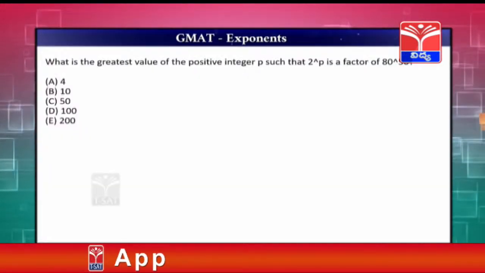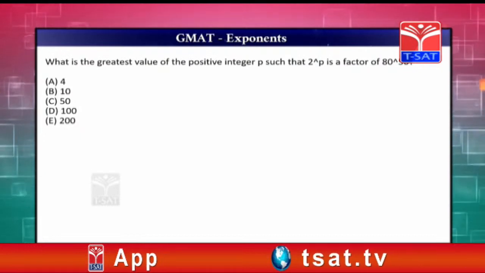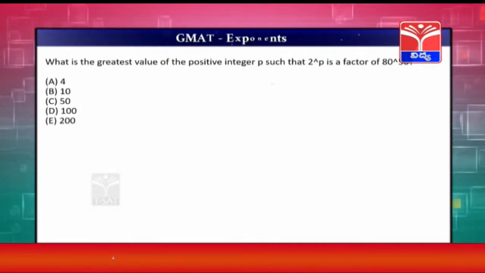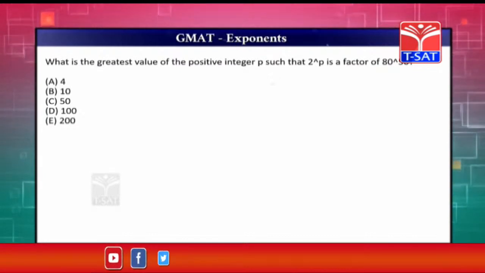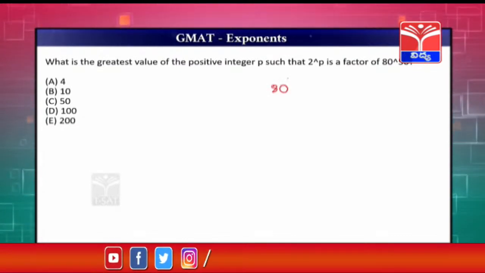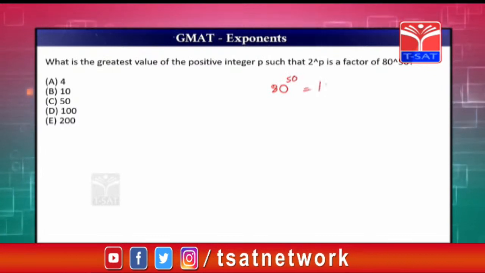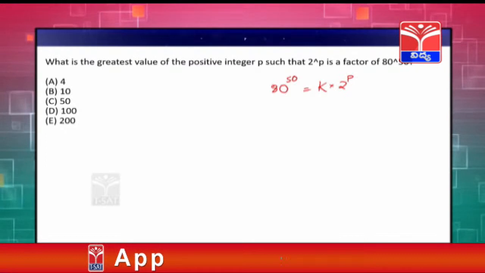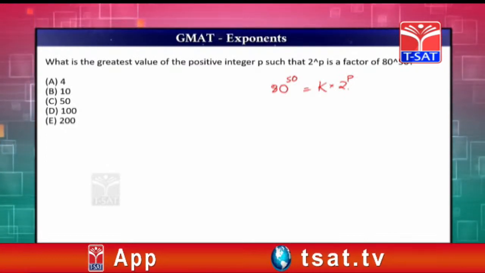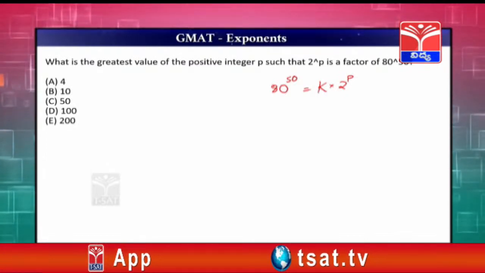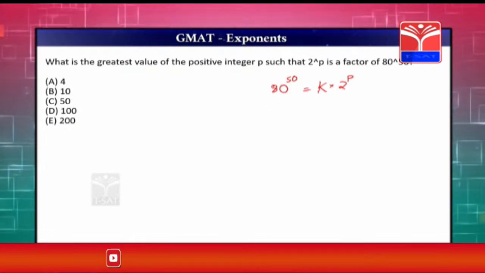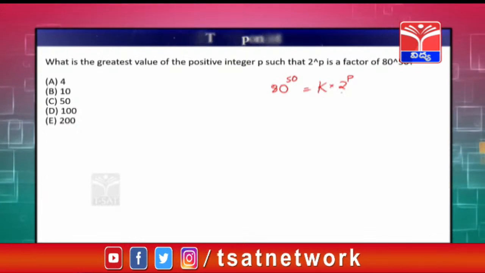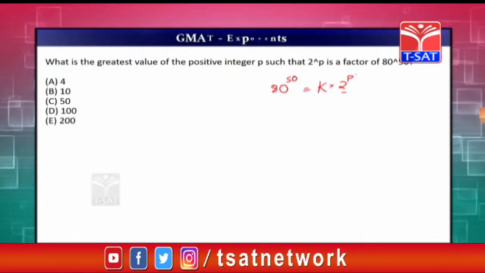What is the greatest value of the positive integer p such that 2 to the power of p is a factor of 80 to the power of 50? So, when 2 to the power of p is a factor of 80 to the power of 50, that means that it is a multiple. If you can multiply the factor with another factor to get 80 to the power of 50. Let's expand 80 to the power of 50 so that we have the same bases, we can equate the powers.